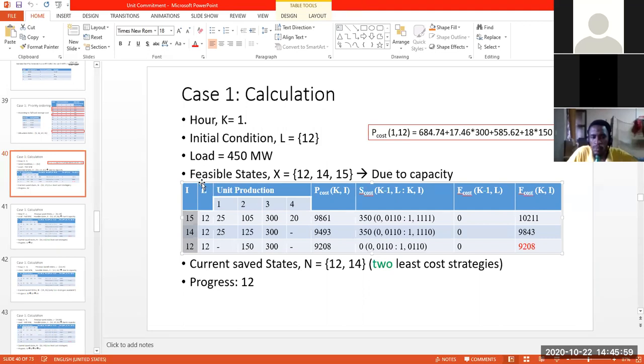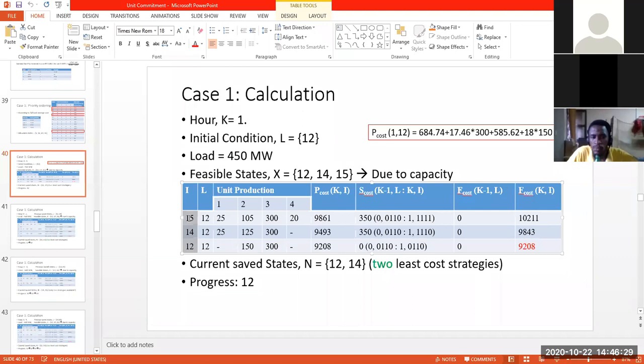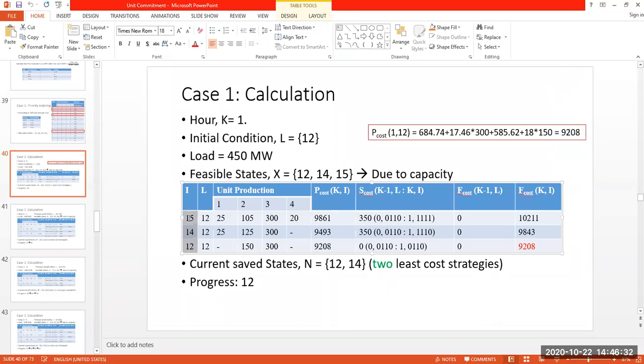For L, we have only one initial state, so we take L the same for all the entries, which is 12. That means we can choose either to go from 12 to 12. Our next state could be 12, or 14, or 15. Which one to choose depends on the minimum cost. So now we progress towards calculating the cost associated with this transition. This is known as a state transition.